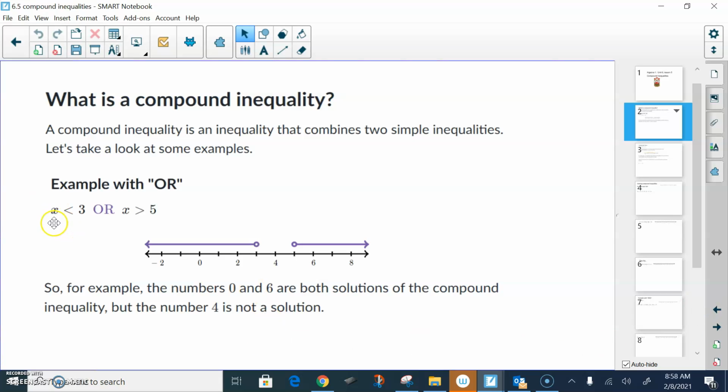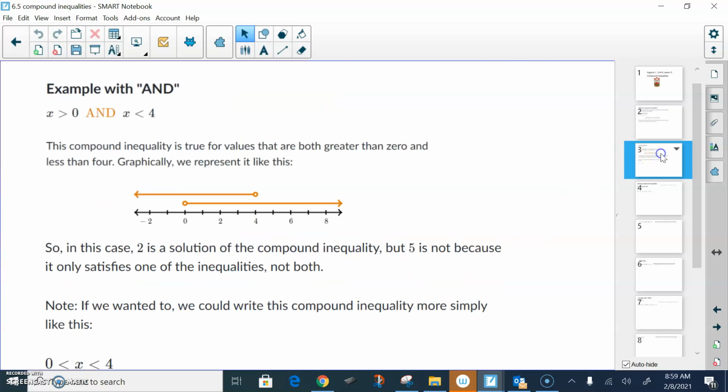So for example, say we have x is less than 3 or x is more than 5. Either of those two situations makes the statement true. Say your mother says you need to clean your room or do the dishes. If you do either of those two, you're good. Number 4 is not a solution for this compound inequality. If you walked your dog, you wouldn't satisfy the two possible conditions.